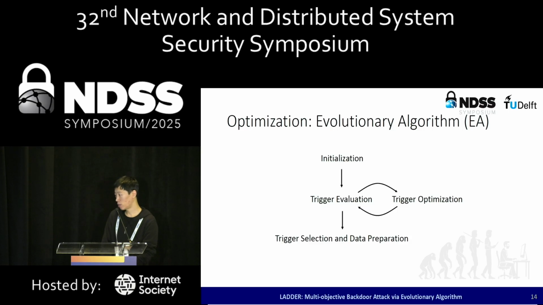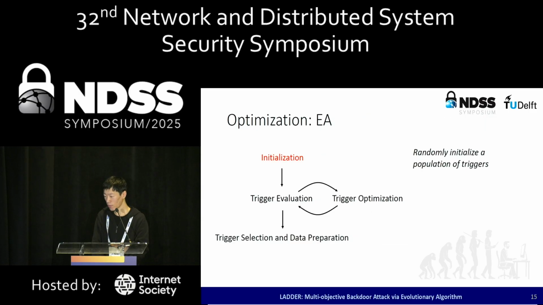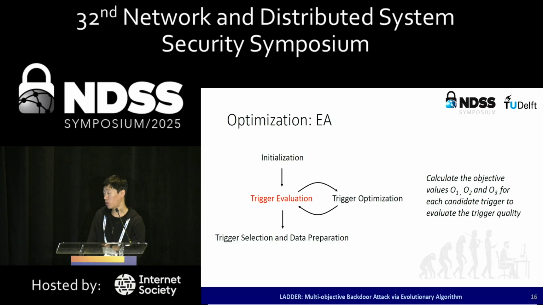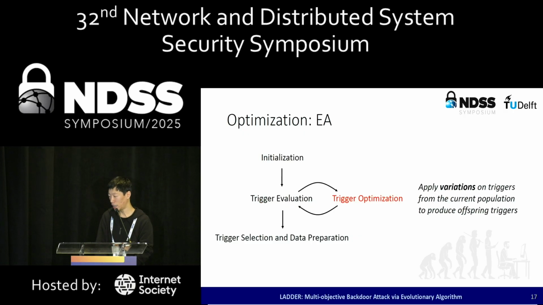The evolutionary algorithm, abbreviated EA, is a gradient-free optimization method which maintains a population of triggers and drives the triggers toward promising areas, eventually leading to practical triggers. First, the evolutionary algorithm randomly initializes a population of triggers and evaluates the trigger quality. It calculates the objective values I mentioned previously: the robustness, the stealthiness, the attack effectiveness, and so on. These values represent the trigger quality.